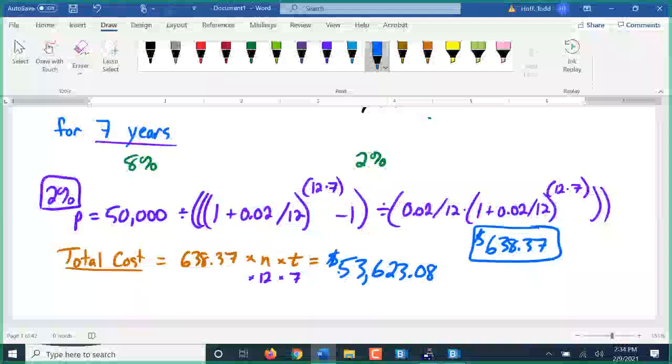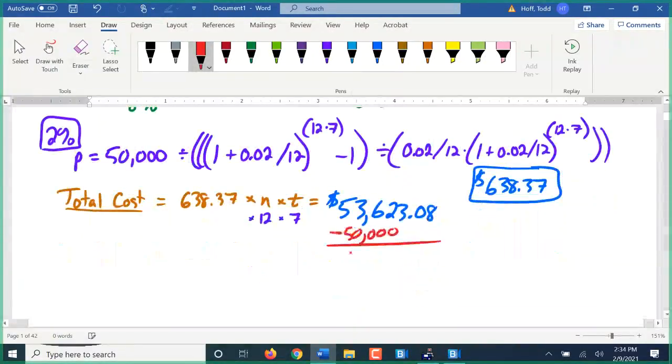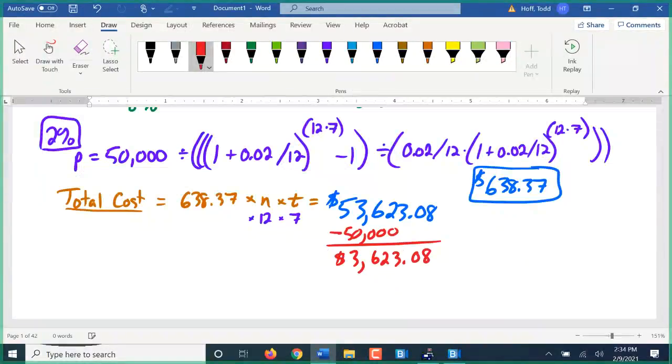That's not so bad. What does that number mean, and why do I say it's not so bad? Well, remember, the initial amount for the car was only $50,000, which means over that 7 years, you only paid $3,623.08 in interest. That's not bad.